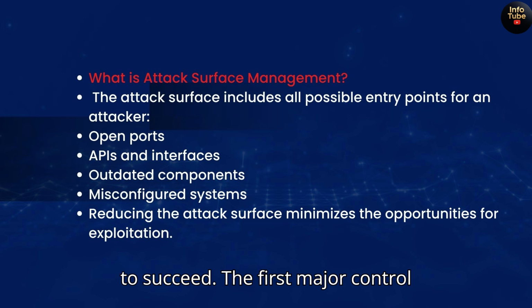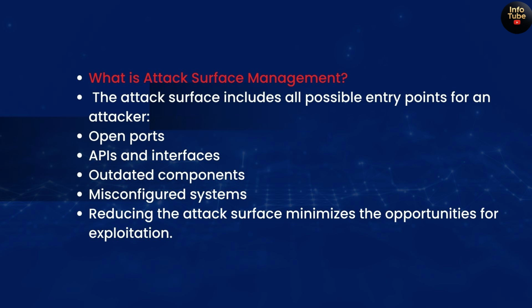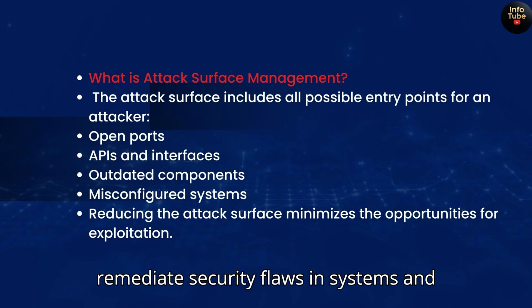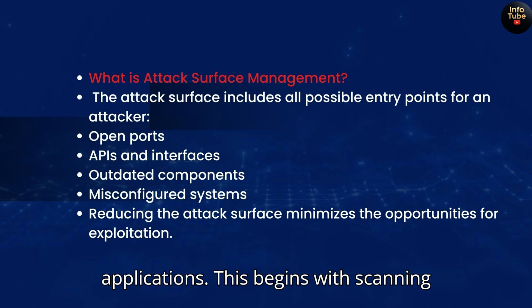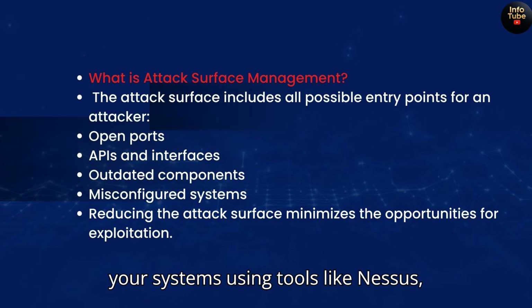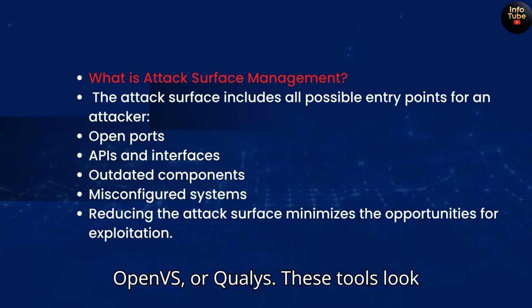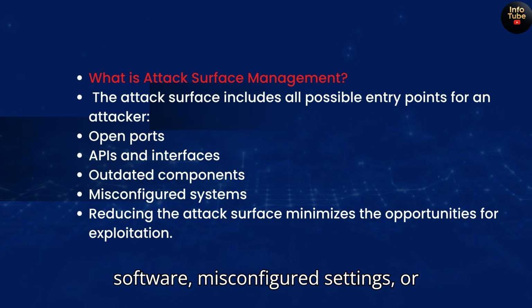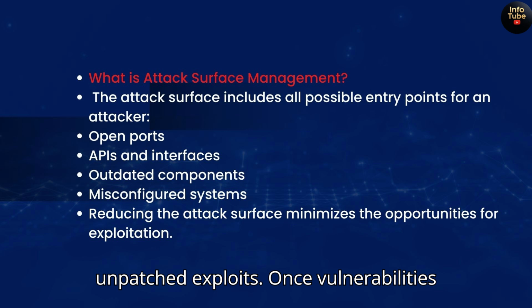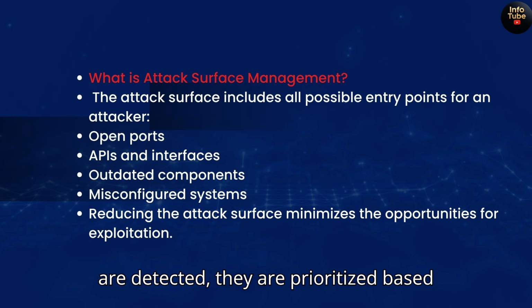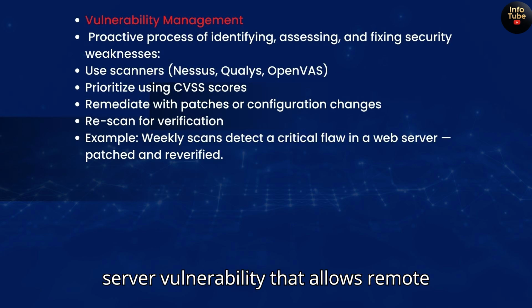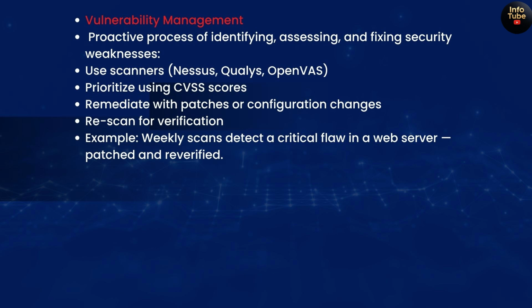The first major control is vulnerability management. Vulnerability management is a continuous process used to identify, evaluate, and remediate security flaws in systems and applications. This begins with scanning your systems using tools like Nessus, OpenVAS, or Qualys. These tools look for known weaknesses such as outdated software, misconfigured settings, or unpatched exploits. Once vulnerabilities are detected, they are prioritized based on risk. For example, a web server vulnerability that allows remote code execution would be considered critical.